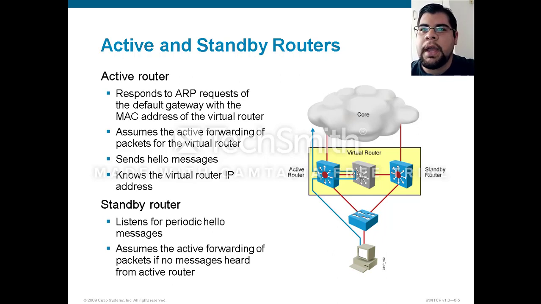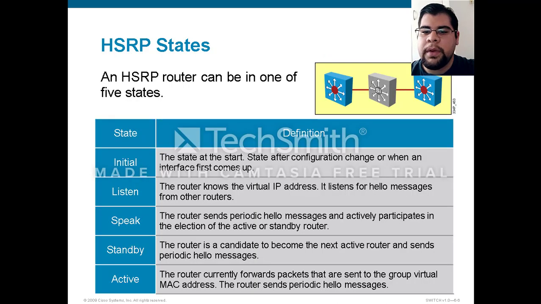We have here an active and a standby router. The active router, like I said before, responds to ARP requests for the default gateway with the MAC address of the virtual router. It assumes the active forwarding of packets for the virtual router, sends hello messages, and knows the virtual router IP address. The backup or standby router listens for periodic hello messages and assumes the active forwarding of packets if no messages are heard from the active router.